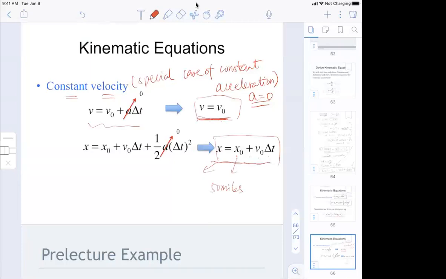Let's just pretend you're driving in a straight line. You're initially here, 50 miles away, and you're driving with a constant velocity of 50 miles per hour for 2 hours. You calculate where you end up. It's just going to be 50 times 2 miles. You end up 150 miles away from the house.